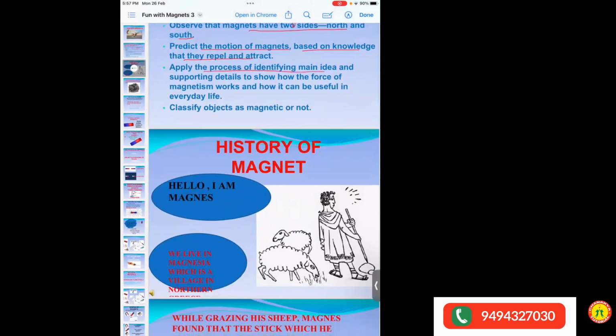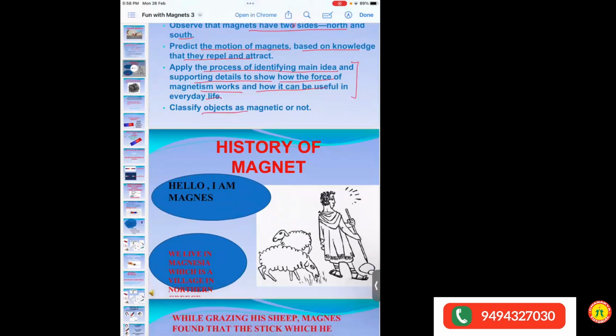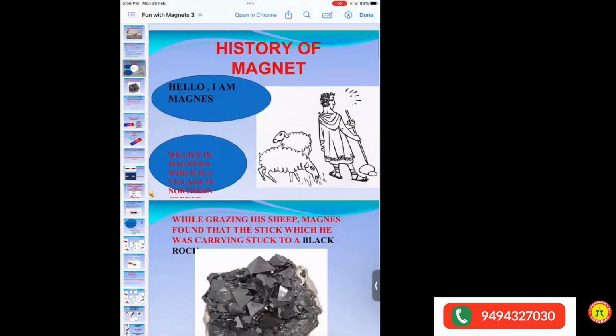Apply the process of identifying the main idea and supporting details to show how the force of magnetism works and how it can be useful in everyday life. So how magnetism and magnets are very important for us in our day-to-day life. We'll be studying and classifying objects as magnetic and non-magnetic. So, the history of magnets.